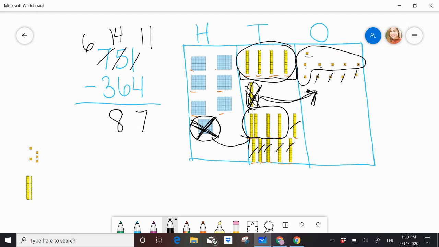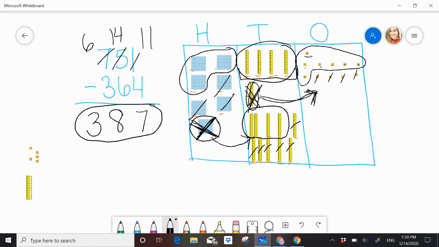Awesome. Now I need to take away in my hundreds. I need to do 6 minus 3. Let's take away 3 hundreds. How many hundreds am I left over with? Just 3. Therefore, my answer is 387.